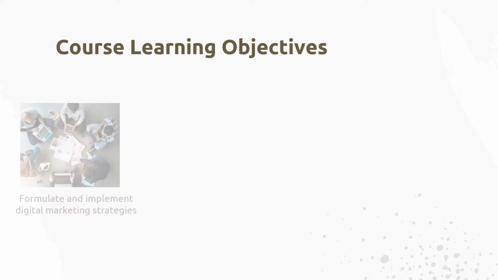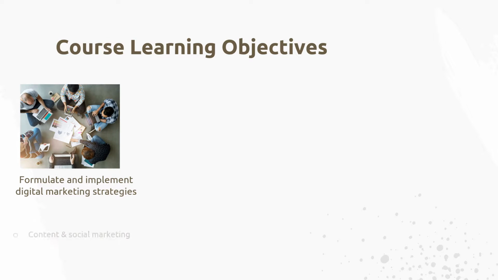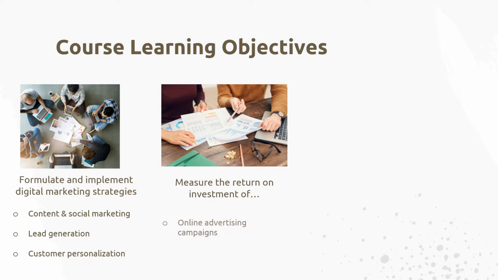The learning objectives of this course are for students to learn how to formulate and implement digital marketing strategies. This will include content and social marketing, lead generation, and customer personalization. Students will also learn how to measure the return on investment of online advertising campaigns and digital marketing tools.